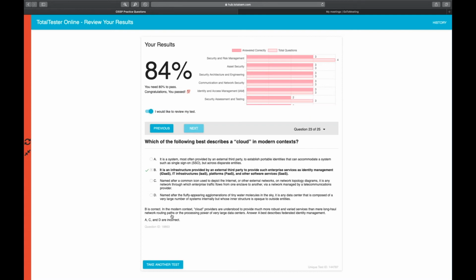In the modern context, cloud providers are understood to provide much more robust and varied services than mere long-haul network routing paths or the processing power of very large data centers. Yeah, these are talking about the service model. You have deployment models where you deal with whether it's a shared environment or if it's private, public, or shared.